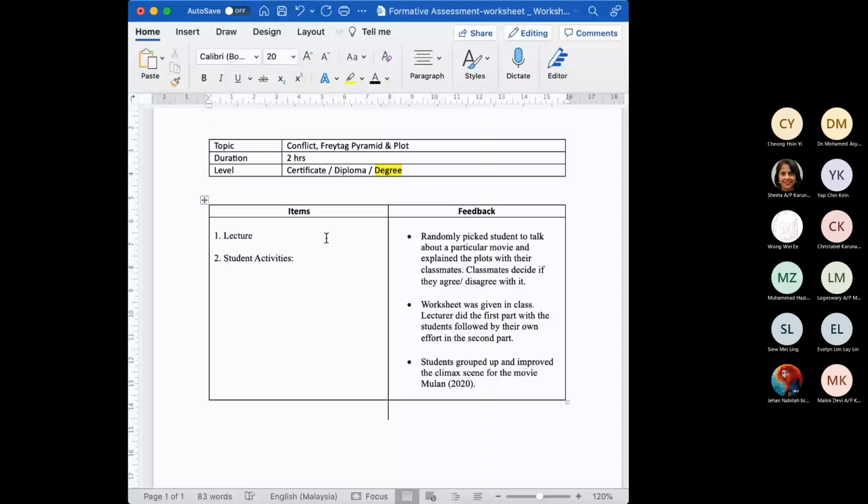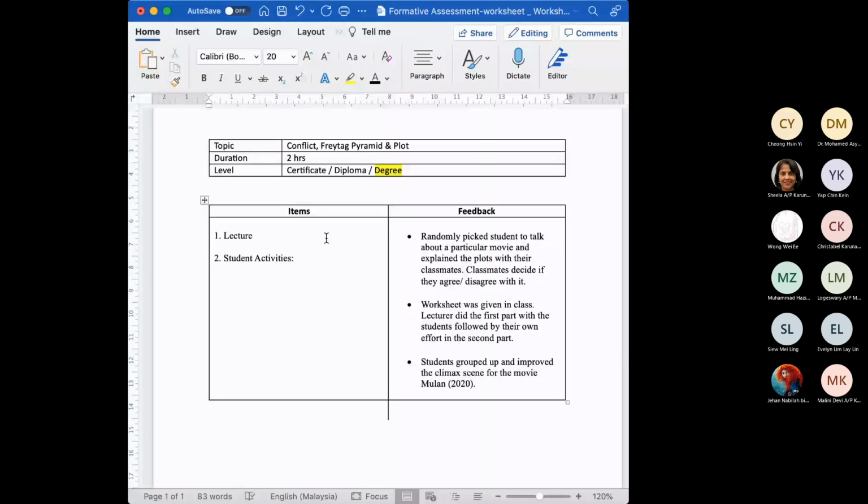And of course, for the class, at first we had my lecture. Then after that, I had a couple of student activities. First, I randomly picked a couple of students to talk about a particular movie and explain the plots to their classmates. Then we had a thorough discussion with the classmates on whether they agree or disagree that the plot can be considered an exciting or dramatic plot and whatnot. Then after that, I got the students to do a worksheet activity on the theory.